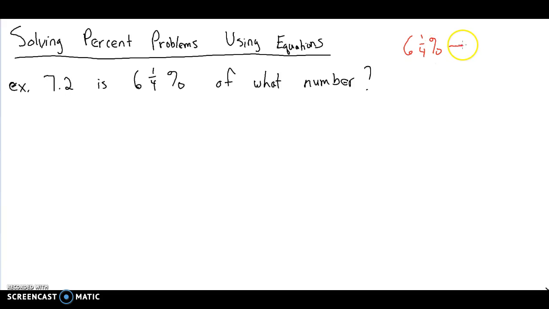Now what we're going to do first, let's take that 6 1/4, we're going to turn it into an improper fraction. Alright, 6 1/4, remember we take the 4 times 6 to get 24, and then we're going to add the numerator 1, so that means we're going to have 25 over 4%.